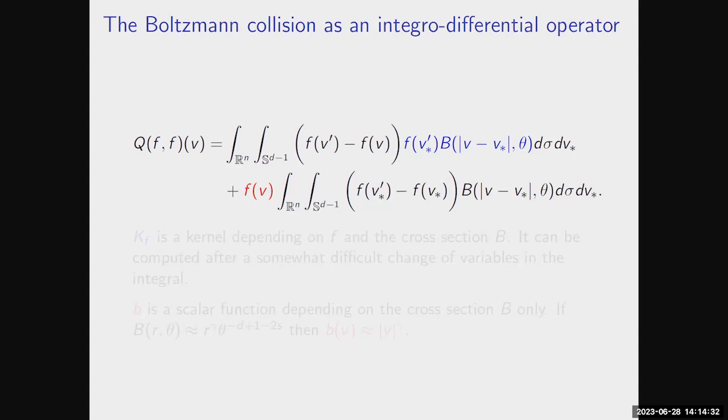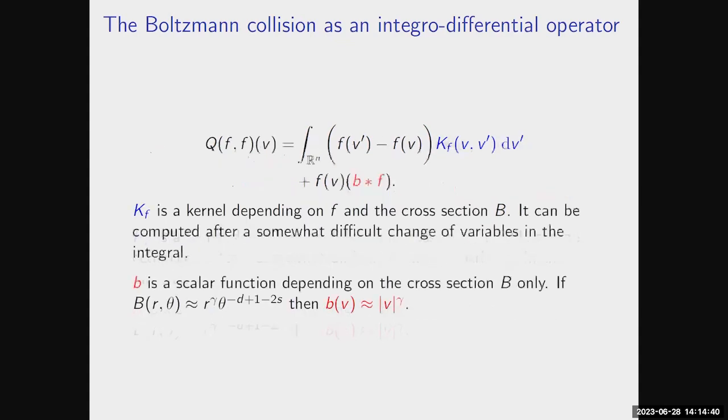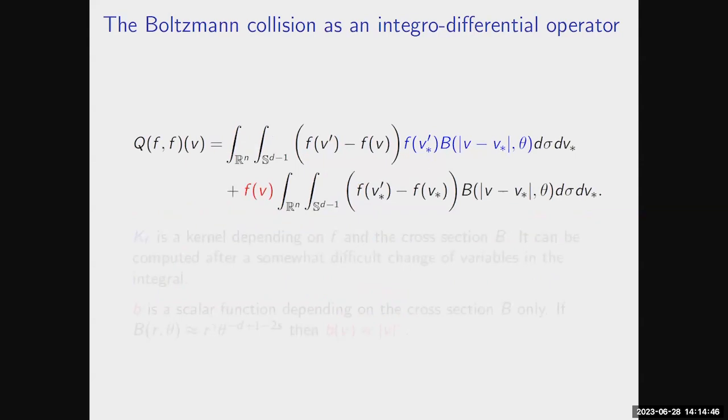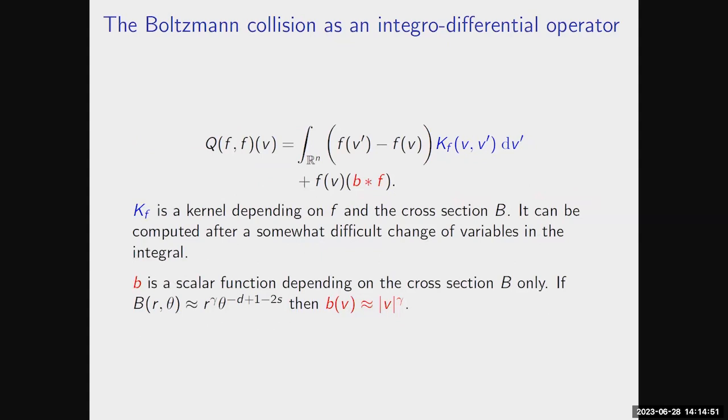Then we have the second term, which is like a reaction term. We have f of v times this thing that, if you do the arithmetic, ends up being a convolution of f with some function little b that depends on that kernel capital B. All right. So the Boltzmann collision operator has this integral diffusion part with some kernel depending on the solution, and this lower order term that is f multiplied times the convolution of f with something, right?